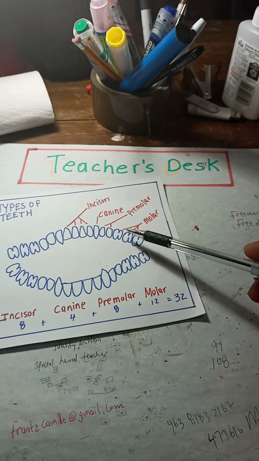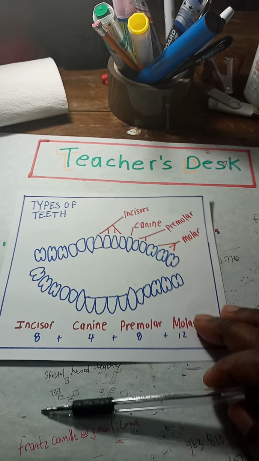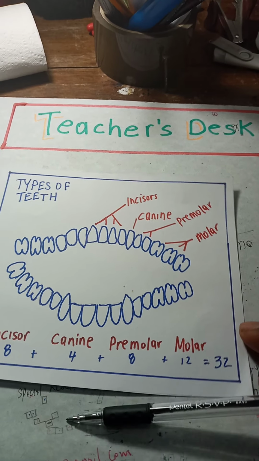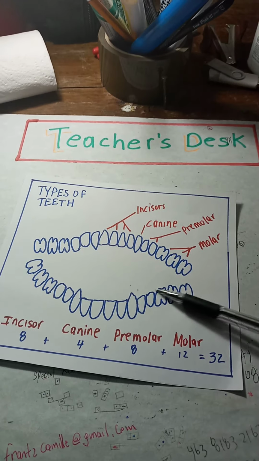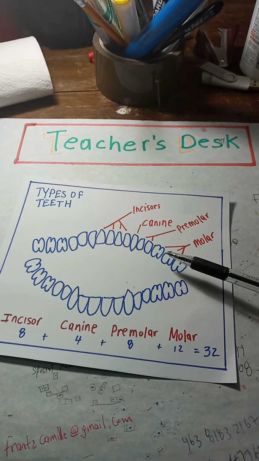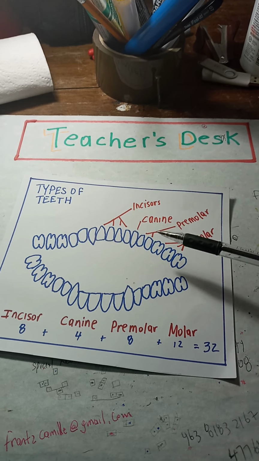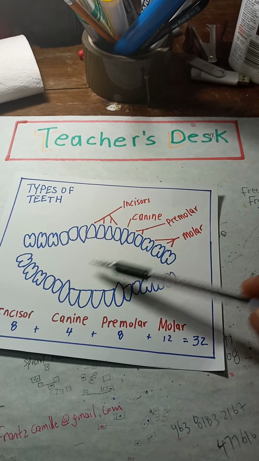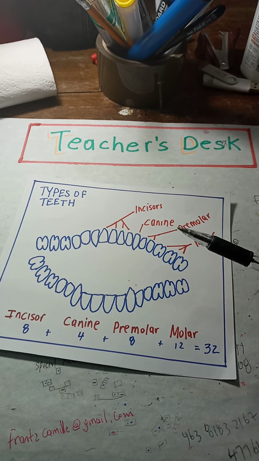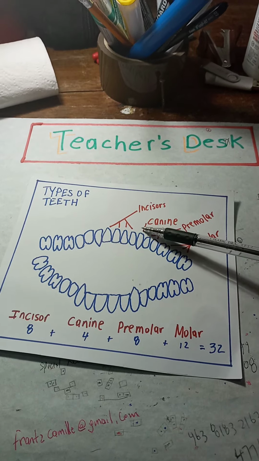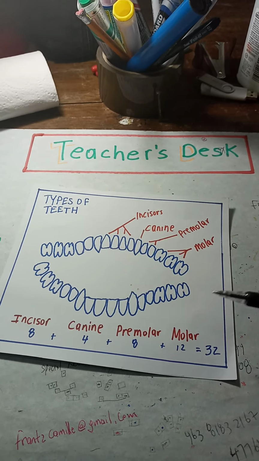molars. Take away your molars, you're left with your milk set. All of this is a permanent set, but when you take away the molars and only leave the other 20, then you'll have your milk set. So the milk set is 20 and the permanent set is all 32.